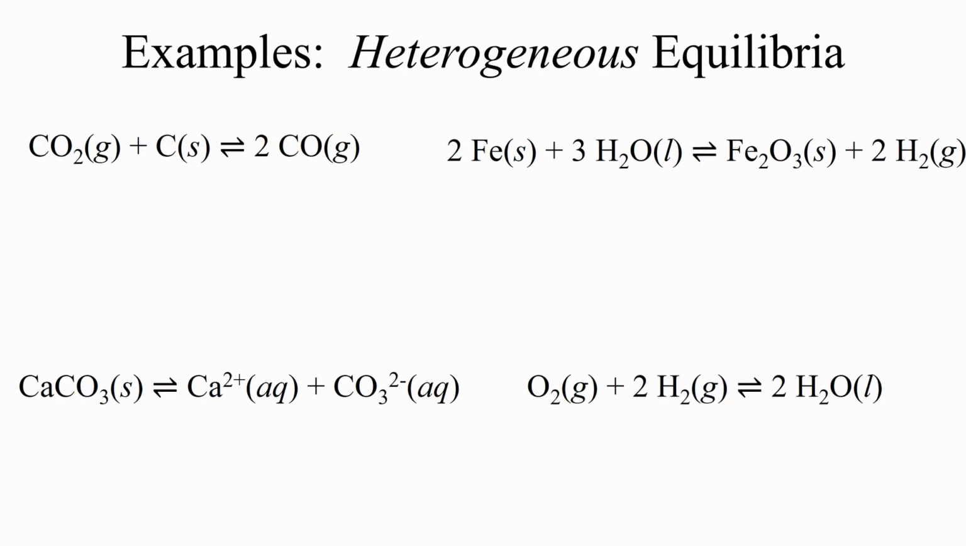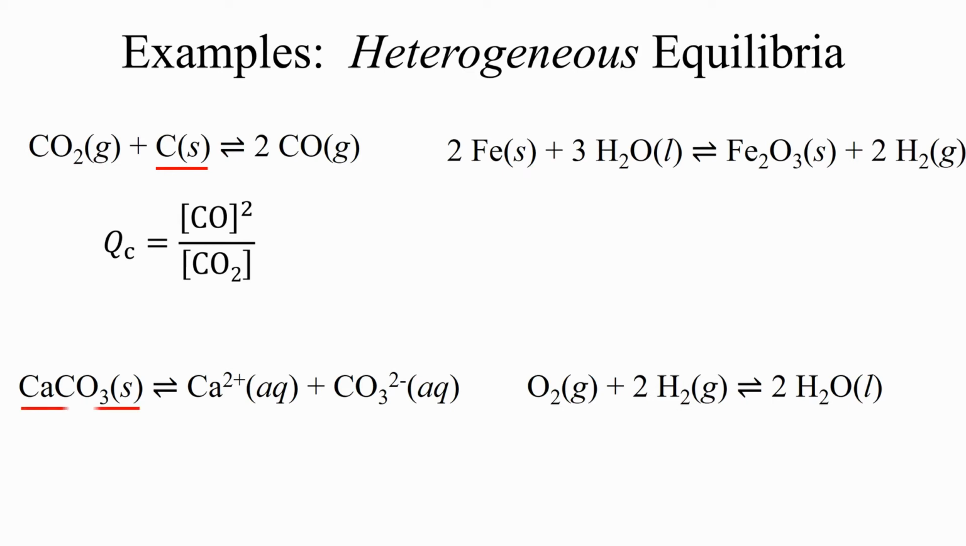The other type of equilibria is heterogeneous equilibrium, and these are equilibria that also include solids and liquids. But because you cannot change the concentrations of solids and liquids, they don't appear in the reaction quotient. So in our first example, the equilibrium between carbon dioxide, carbon, and carbon monoxide, you notice that carbon is a solid. Therefore, the reaction quotient is just the concentration of carbon monoxide raised to the power of 2 divided by the concentration of carbon dioxide.